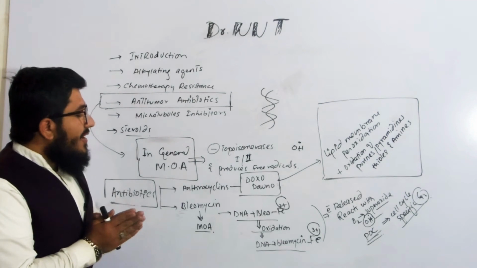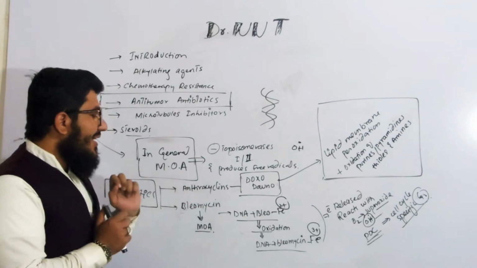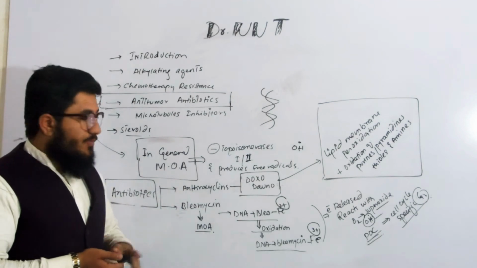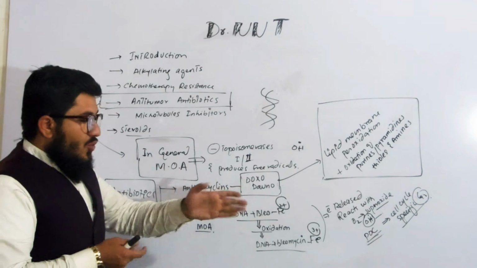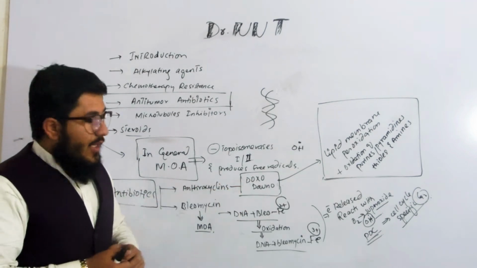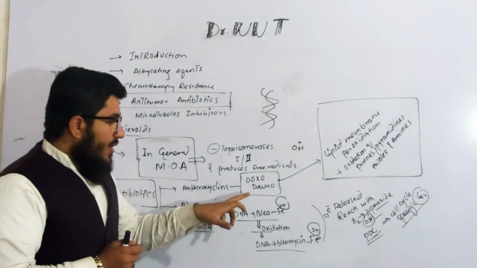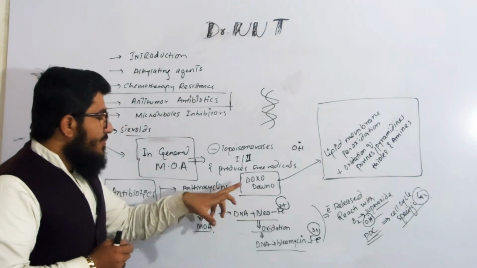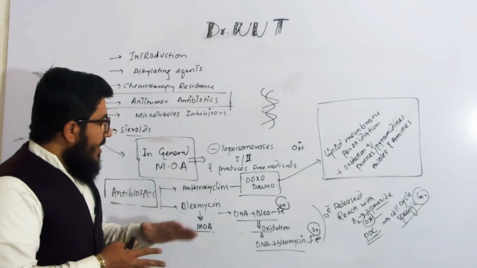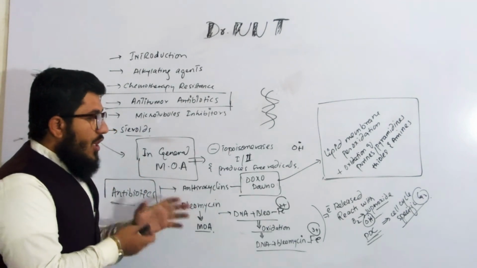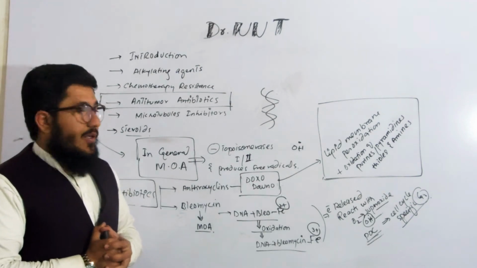So we classify them into two categories, one is anthracyclins, the other one is bleomycin. Anthracycline is further divided into several drugs, but I remember two, doxorubicin and daunorubicin. These two are the antibiotics that are put in the category of anthracyclins, and another one is bleomycin, which is also used as an anti-tumor antibiotic.